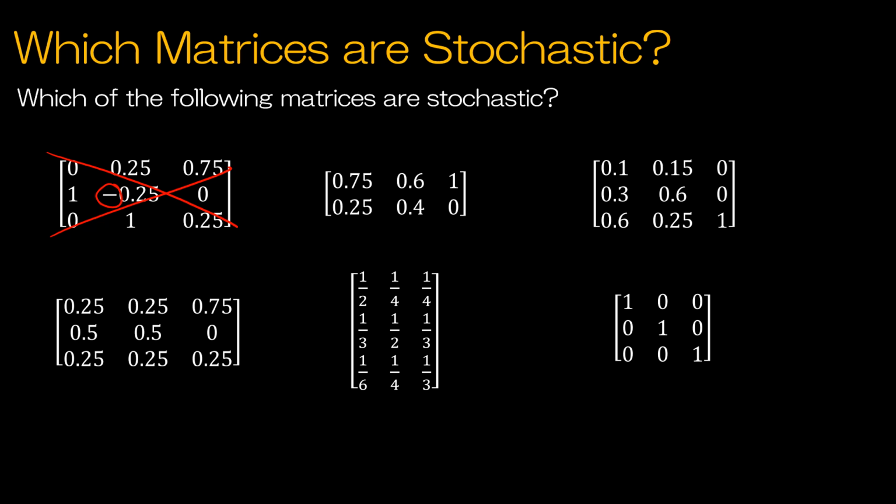Second matrix, that's the one to the right, I can see that this is not square and therefore not stochastic. Let's look at our third matrix. It looks like the first column adds to 1, the second column adds to 1, and the third column adds to 1. And it is a square matrix, and therefore that is stochastic. So that gets a nice green check mark. Looking at the next one, adds to 1, adds to 1, adds to 1. Therefore, this is stochastic.